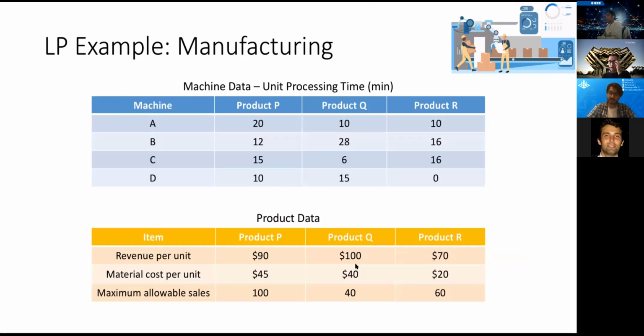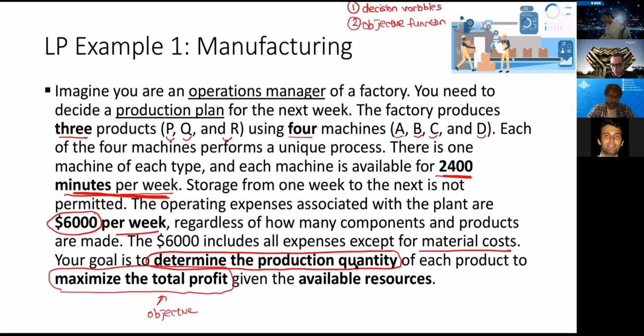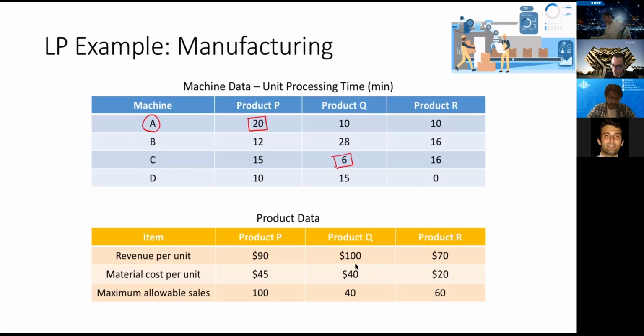Here we are given two tables. Each table basically shows us the unit processing time. This means that, for instance, for the product P, in order to process product P at machine A, we need 20 minutes. In order to process product Q at machine C, we need 6 minutes. We also know that each machine is available only for 2400 minutes, right? So we can write, for instance, 2400, 2400, 2400. So this table creates our first constraint, okay?